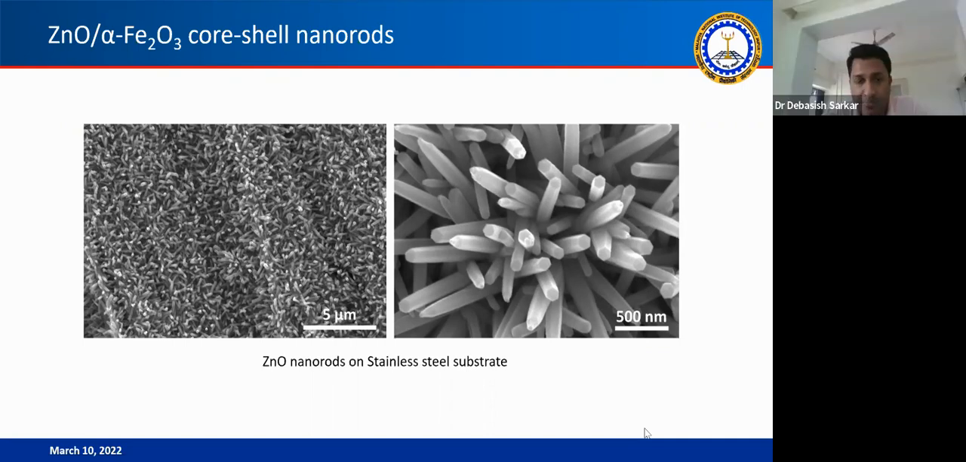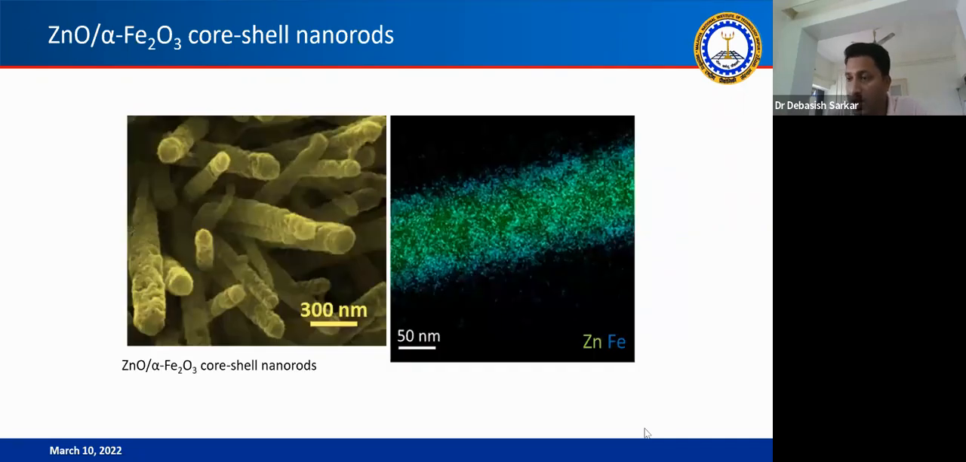So the core shell nanorod structure again. We extended the idea to prepare that zinc oxide Fe2O3 core shell nanorod. We first prepared the zinc oxide nanorods, these hexagonal nanorods you can see, on stainless steel substrate, and we made a thin film of iron oxide on this zinc oxide nanorod to make this kind of core shell structure.